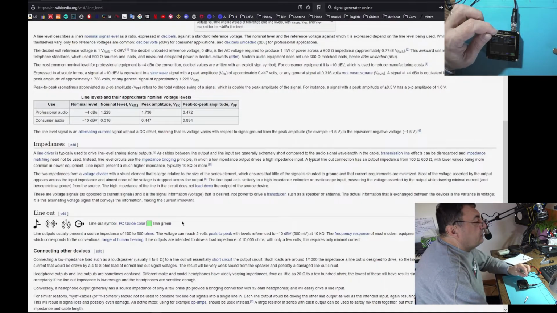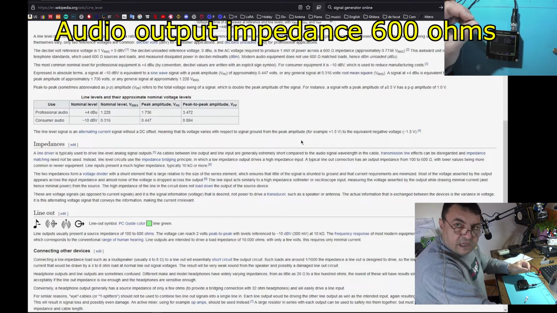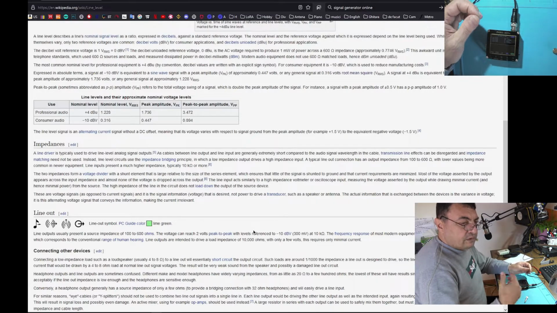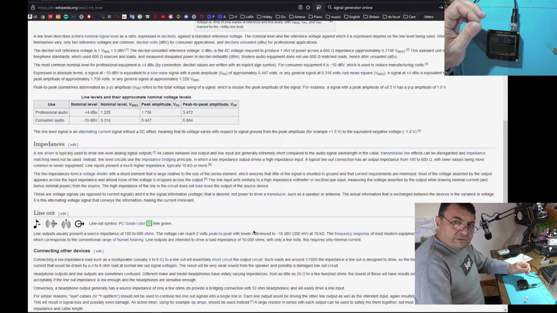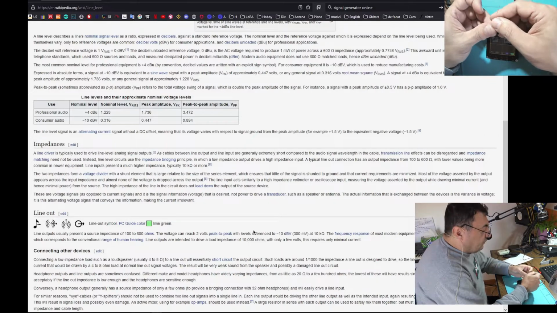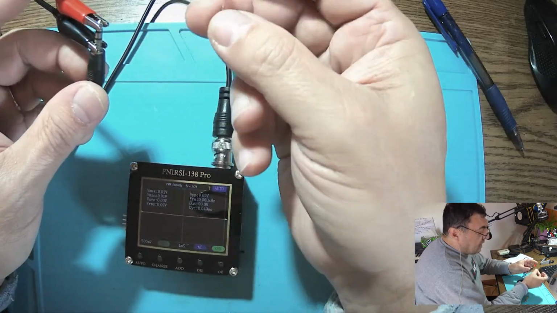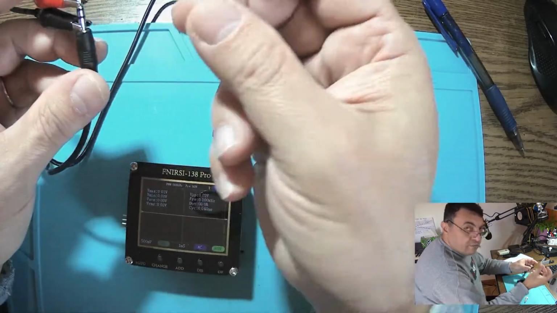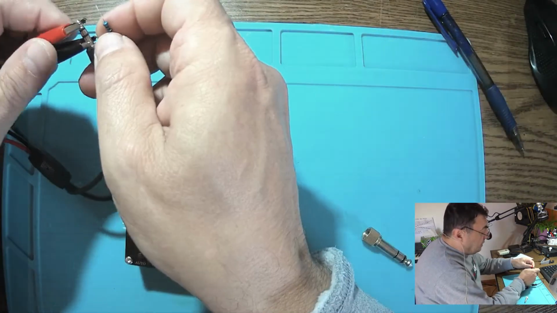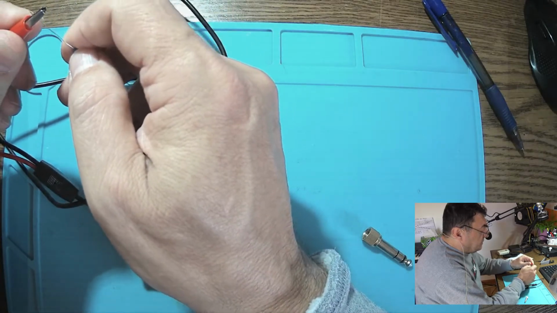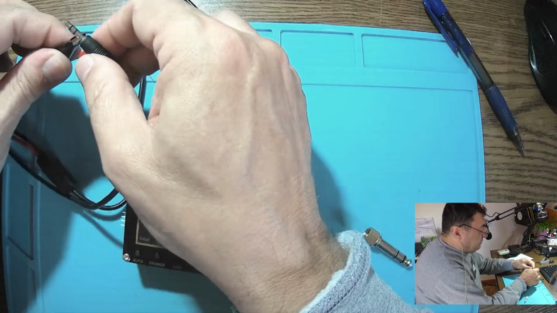There is another rule: the output should be around 600 ohms, and usually the amplifier input or preamp input should be around 10 kilo ohms. For having this 600 ohm, like the rule says, I have a 680 ohms resistor right here, and I will get this in the circuit for a proper measurement.